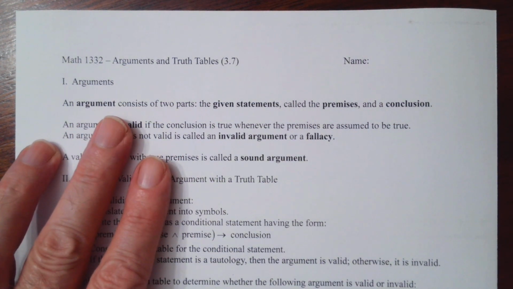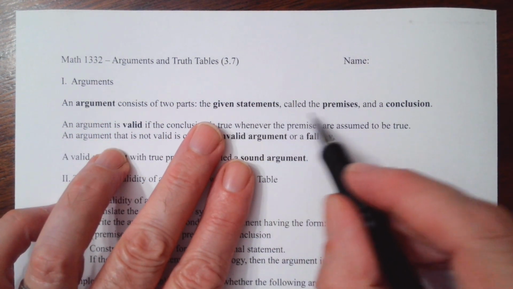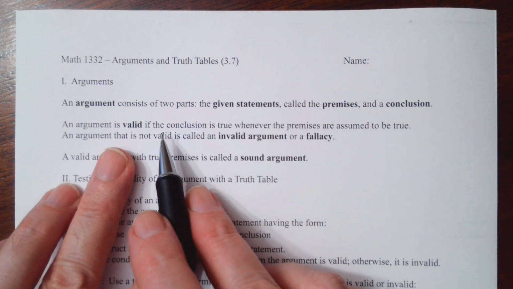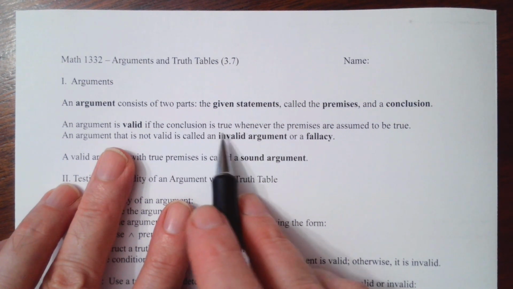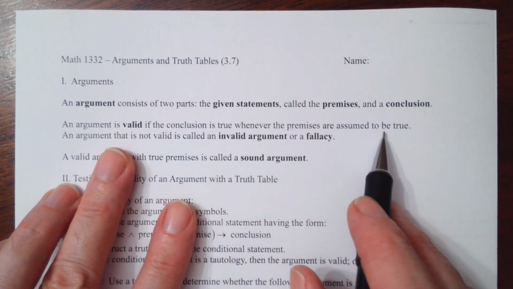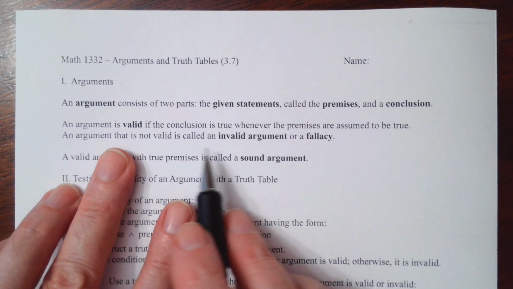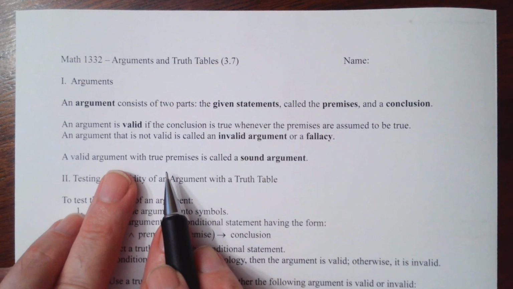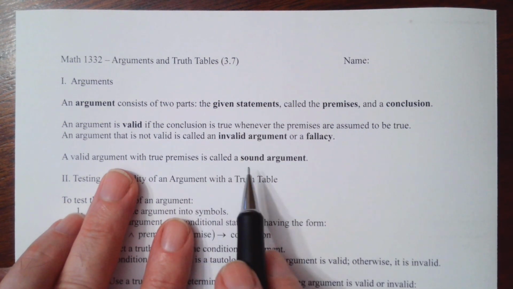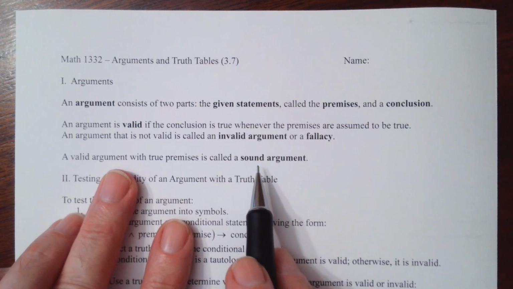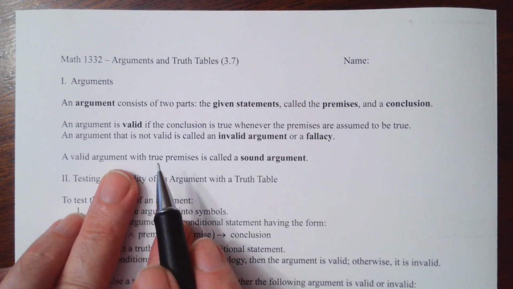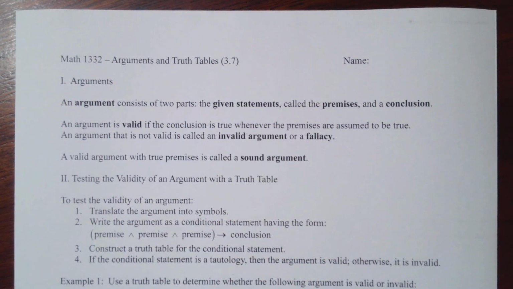An argument consists of two parts: the given statements, called the premises, and a conclusion. An argument is valid if the conclusion is true whenever the premises are assumed to be true. An argument that's not valid is called an invalid argument or a fallacy. A valid argument with true premises is called a sound argument. So you can have a valid argument when your premises are not true, but it would not be sound.